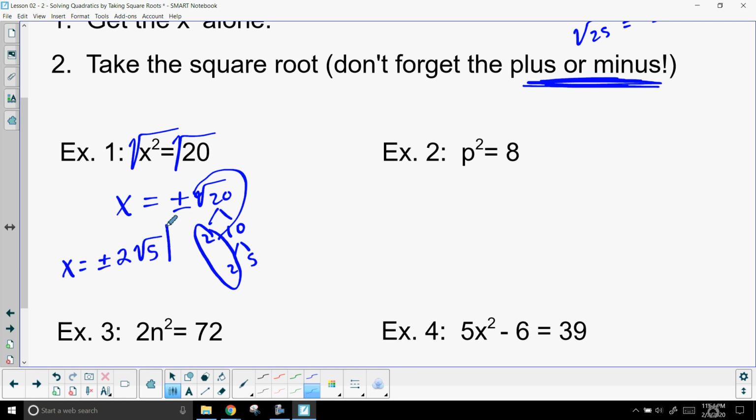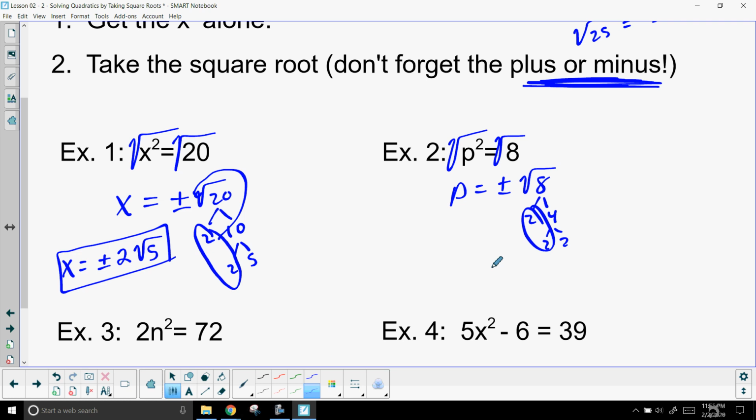That is it. Same thing over here. P equals plus minus root 8. Break 8 down. 2's are going to move out. So P equals plus minus 2 root 2. And that's it. All done.